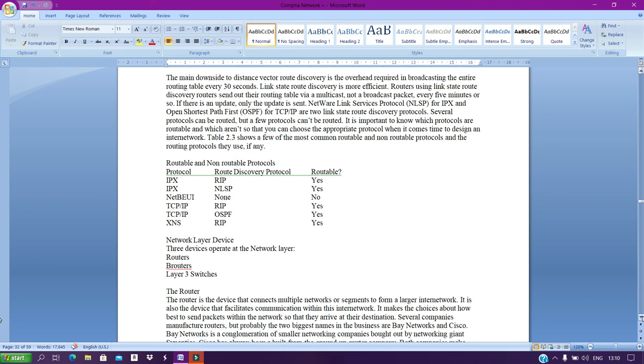Routable and non-routable protocols. Protocol, route discovery, and routable. IPX, RIP or IP, yes. IPX, NLSP, yes. NetBEUI, no. TCP/IP, RIP or IP, yes. TCP/IP, OSPF, yes. XNS, RIP, yes.